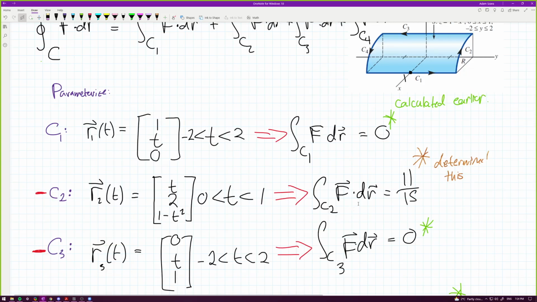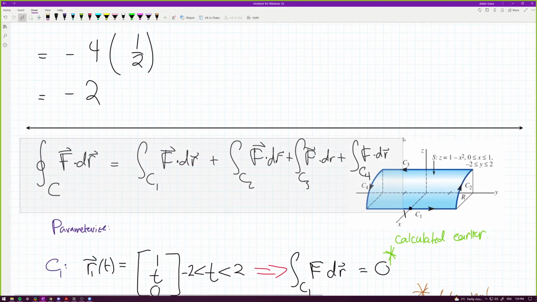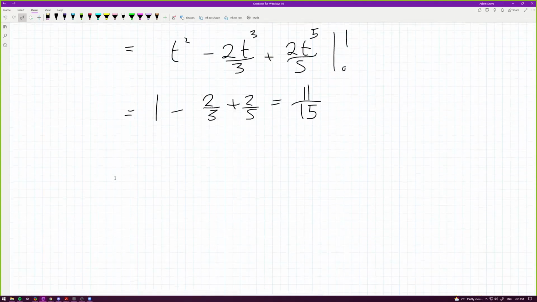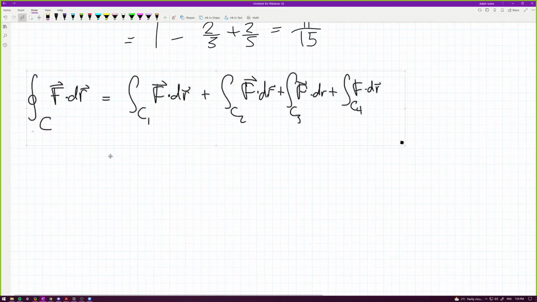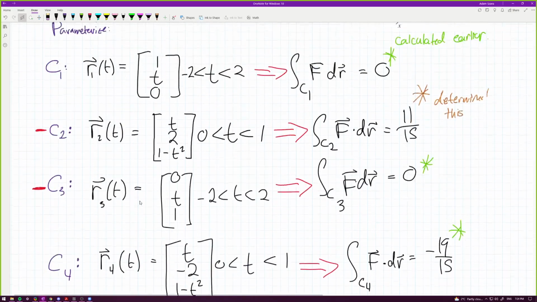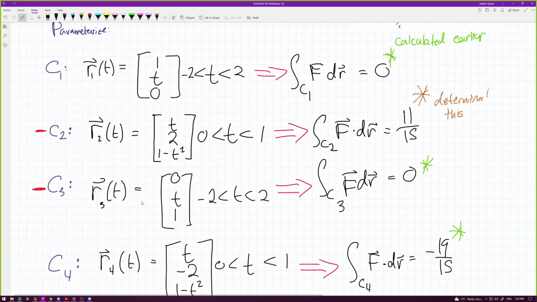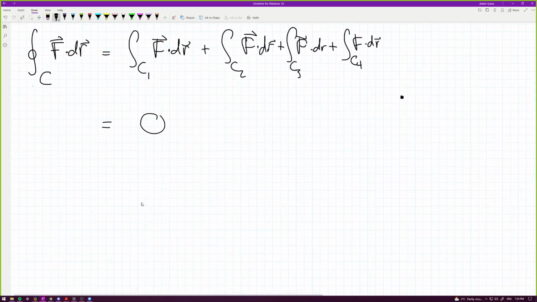Okay. And so now finally to figure out our actual final answer here, right? This, which is this. I'm just going to take all these values. So this first one was 0, 0. The next one is 11 over 15, but I need the negative of it. It's oriented the wrong way. So I'm going to subtract 11 over 15.